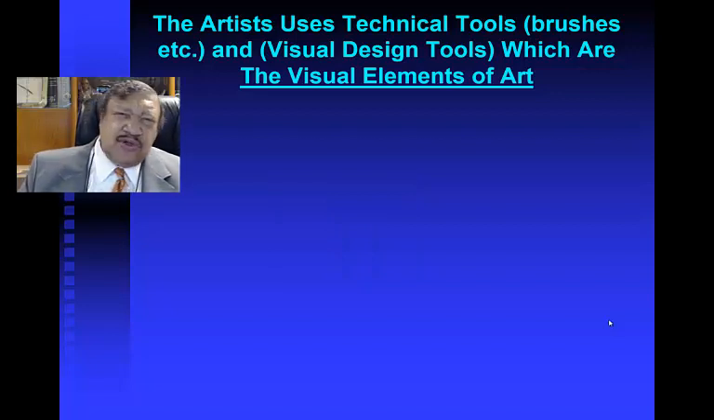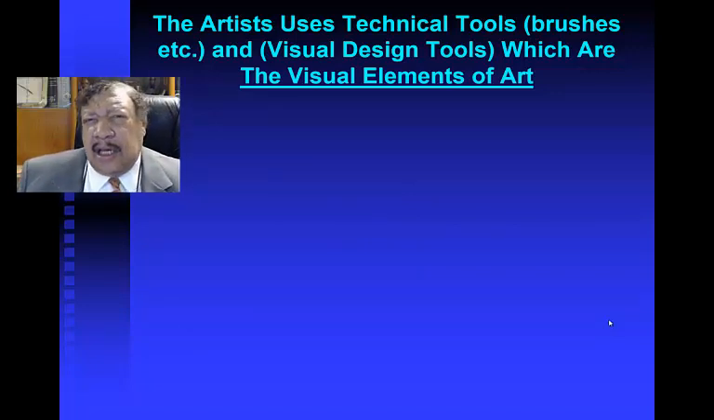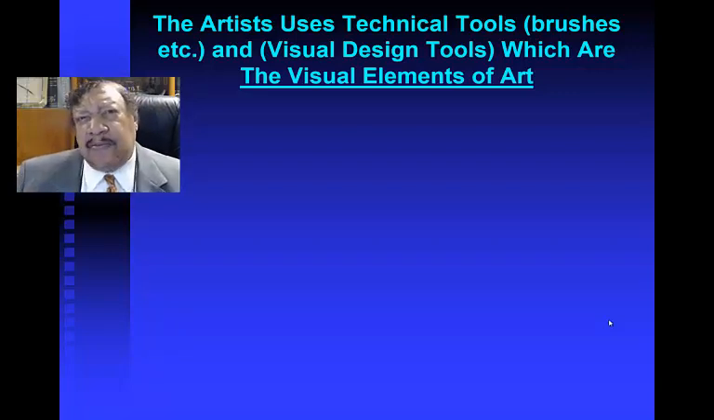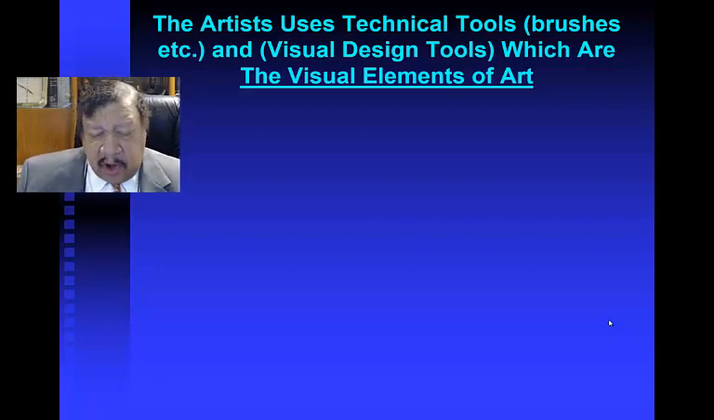And each one is used by the artist to create either something that is functional or a painting or a piece of sculpture. See, the artist has technical tools, which include brushes and all types of media materials. But that's not what I'm talking about. The artist has to have exposure to use what we call the elements of art, design tools, which are really the visual elements of art.